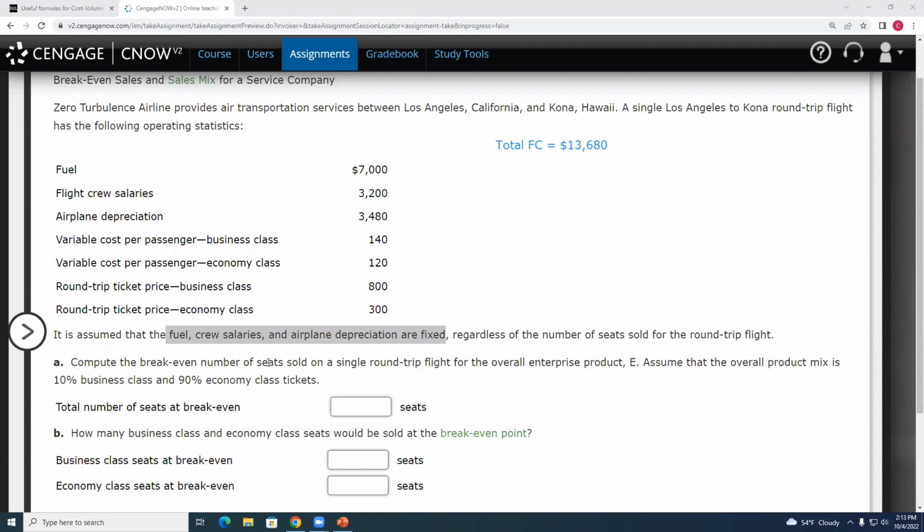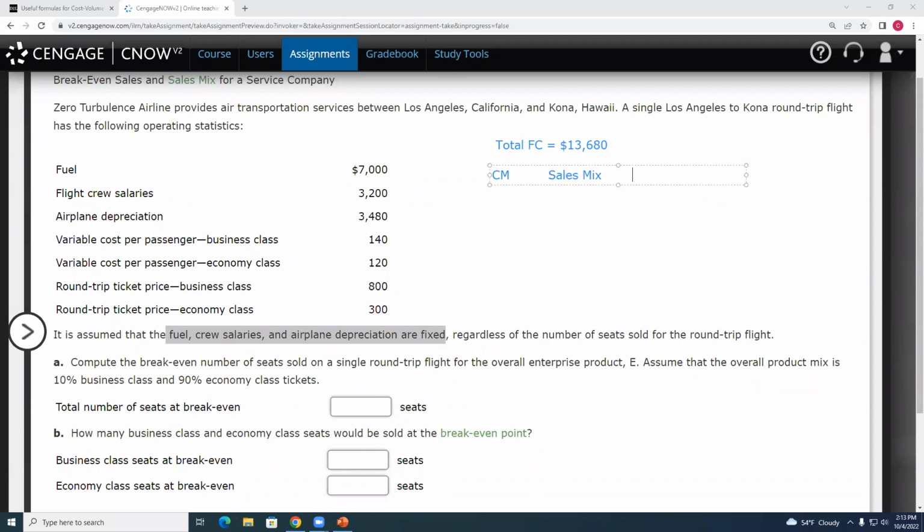We're first asked to calculate the break-even number of seats sold on a single round-trip flight for the overall enterprise product, E. Assume that the overall product mix is 10% business class and 90% economy class. So we are given the ticket price and the variable cost per passenger for business and economy, and we can go ahead and calculate the contribution margin for each one. And then once we take into account the sales mix, we can calculate the weighted average contribution margin.